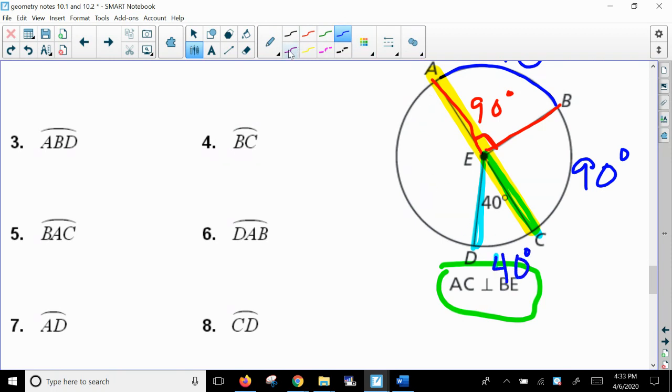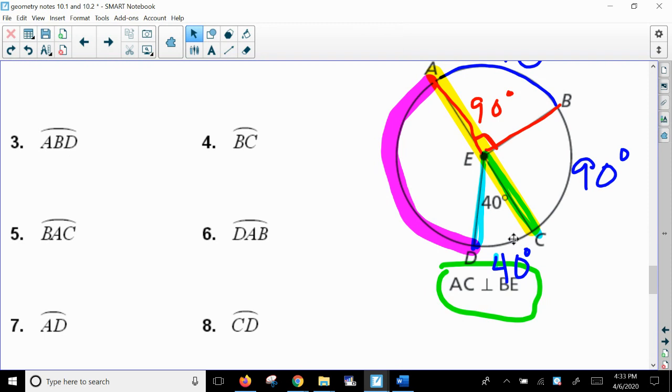Okay. That leaves me with the rest of the circle. Let me change colors. All of this will be the rest of the circle. So I like to look at my circle in halves. Again, segment AC is our diameter. So ADC is a semicircle, which is 180. So this little purple arc is going to be the semicircle, subtracting this little slice right here, subtracting 40.